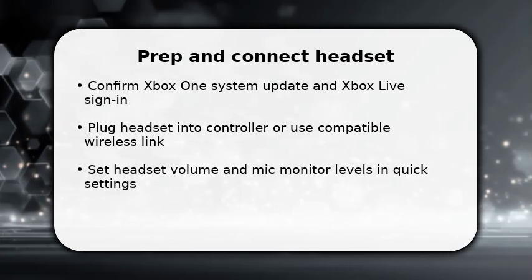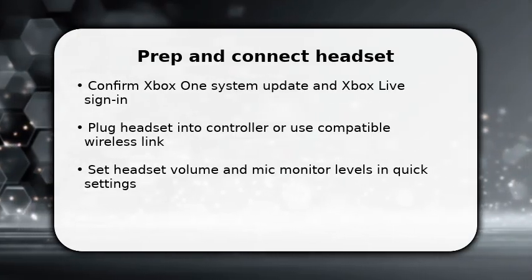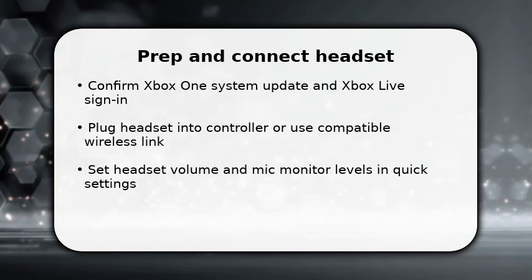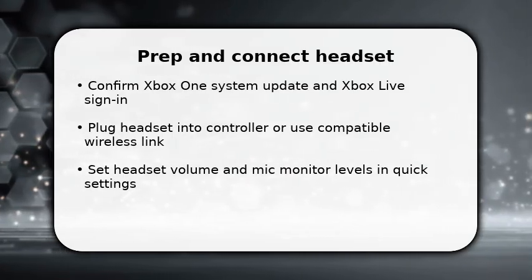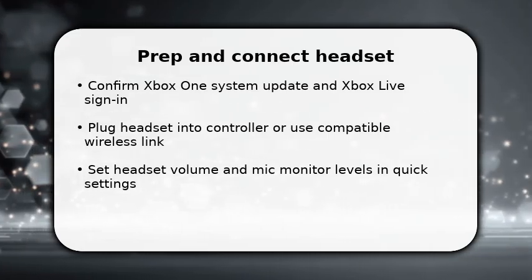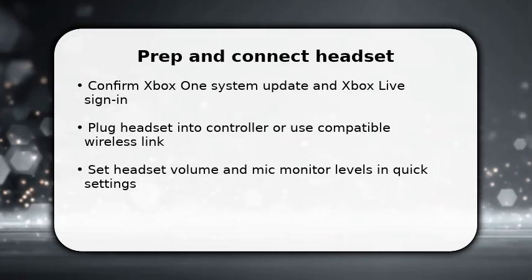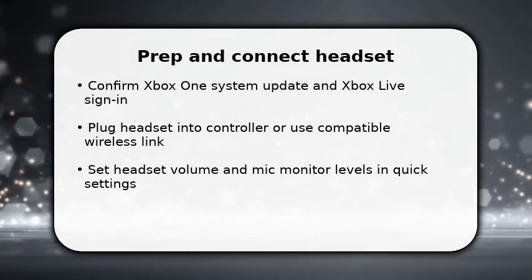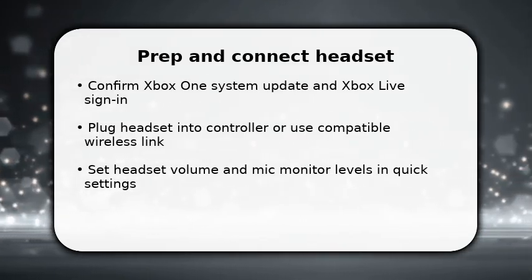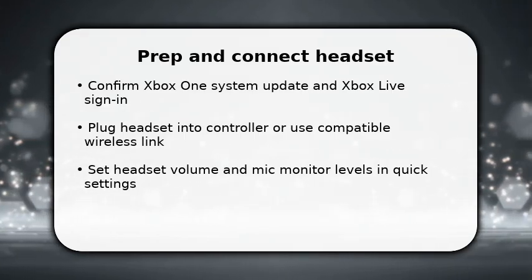You need the console updated and signed into Xbox Live? Start there. Plug your headset into the controller or pair a supported wireless headset, then open the guide and go to Audio. Once done, set headset volume and mic monitor so you can hear yourself without blasting others. Make sure the controller battery is charged and the headset plug is fully seated. These actions prevent mute issues and get you into a party or game chat immediately.